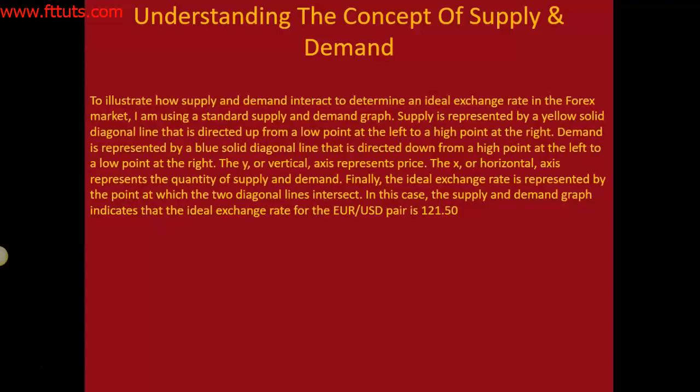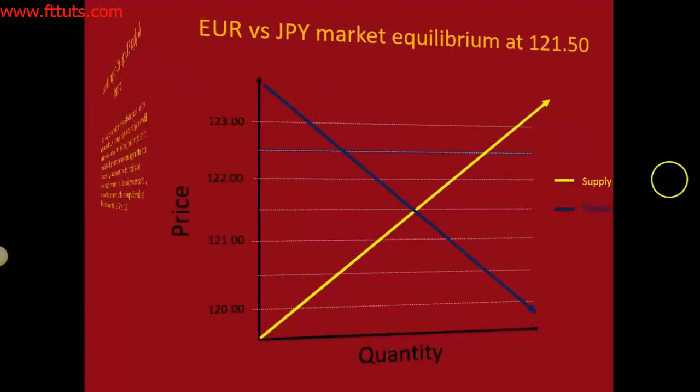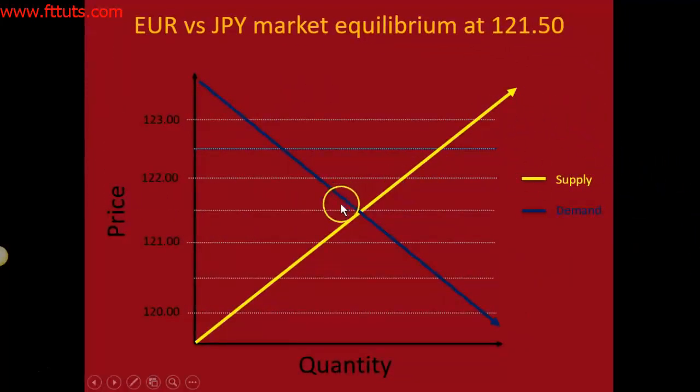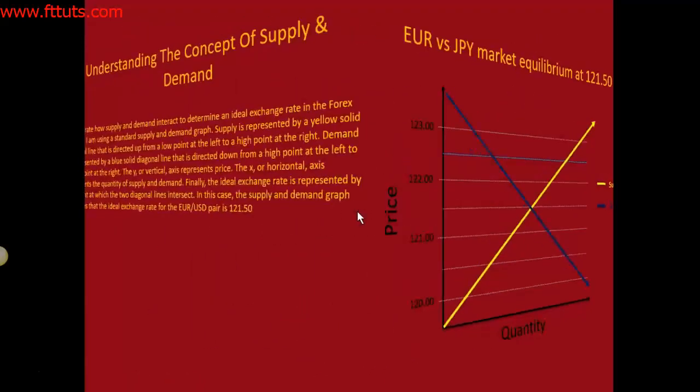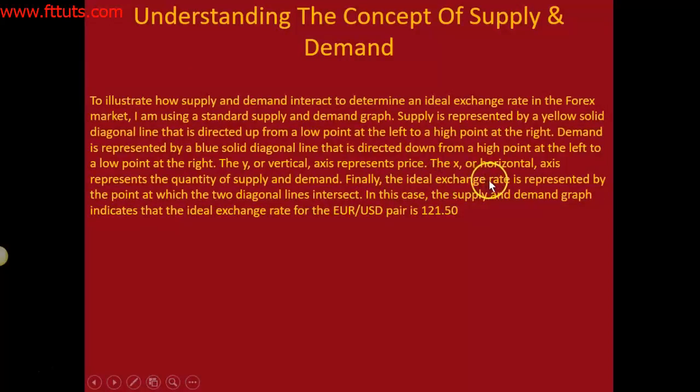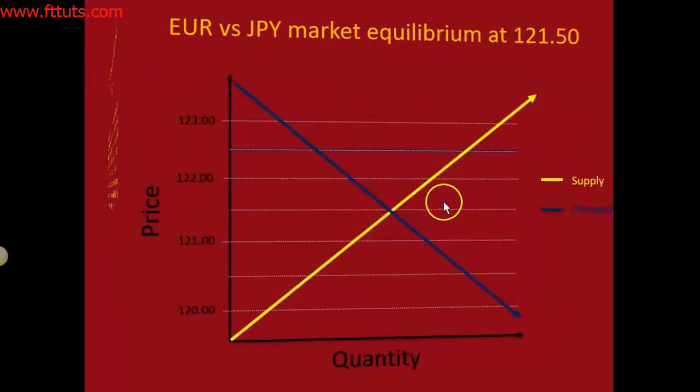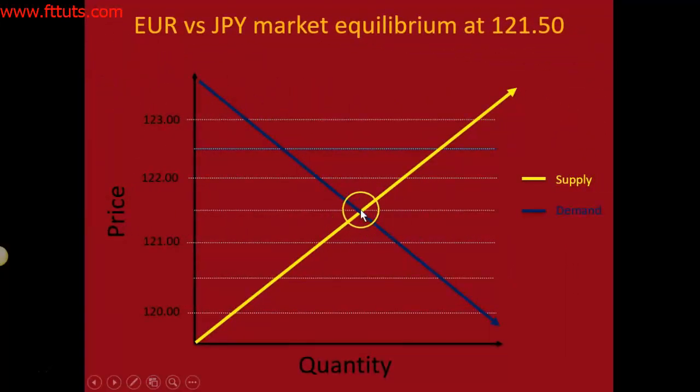So in this case, you'll see on the next slide that the supply and demand graph indicates that the ideal exchange rate for the Euro-US dollar pair is 121.50, because that is where both lines intersect each other, and that is where you have the same amount of equilibrium. Pretty much that's where you have market equilibrium, 121.50. So as we said, the ideal exchange rate is represented by the point at which the two diagonal lines intersect. Supply is represented by this yellow line and demand by this blue line.